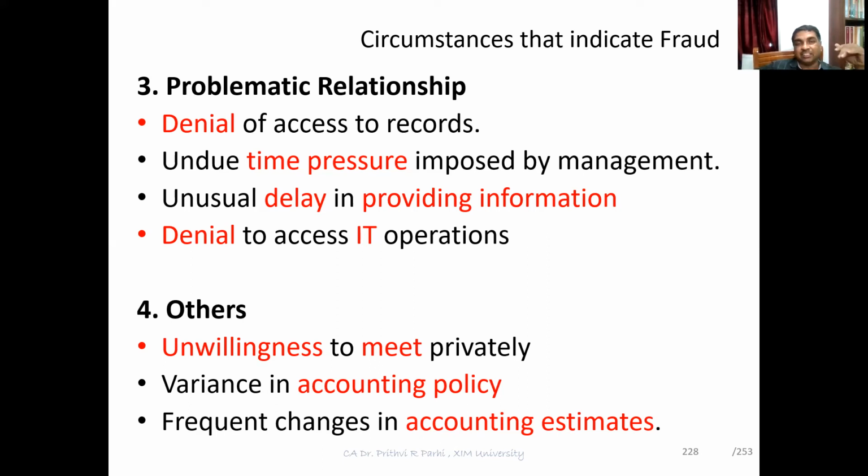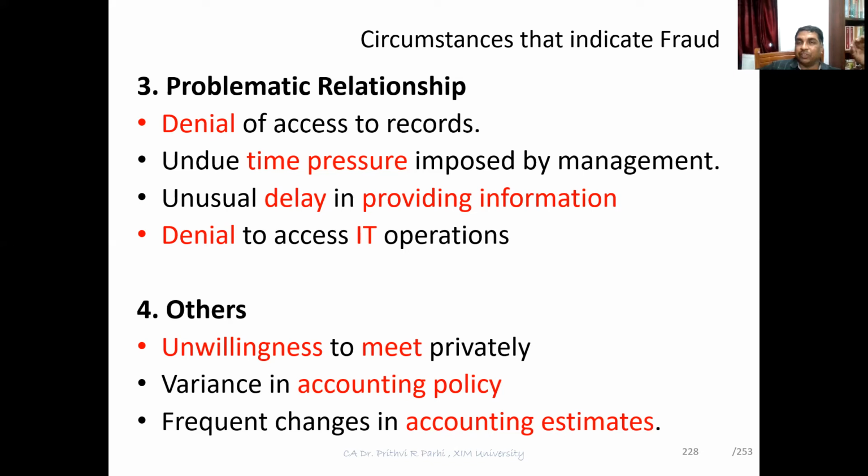One may find variance in accounting policies. Accounting policies are not consistent. They keep on changing. This year, revenue is recognized in a particular way. Next year, the accounting policy changes. Revenue recognition policy changes. If that kind of inconsistency is there, that also indicates fraud.